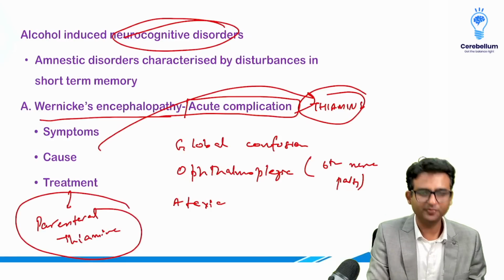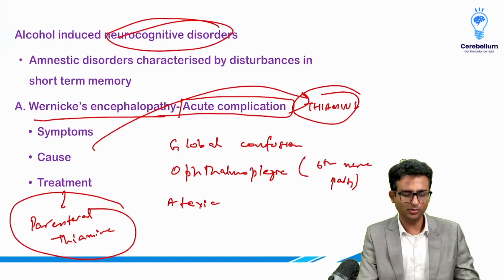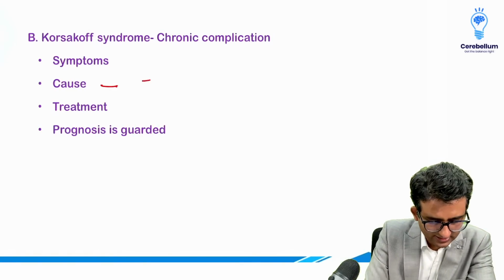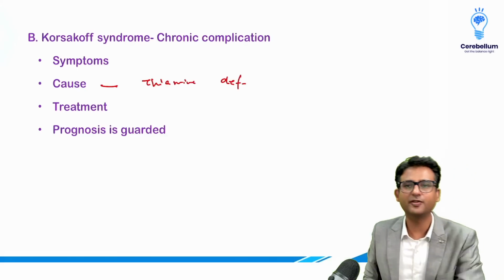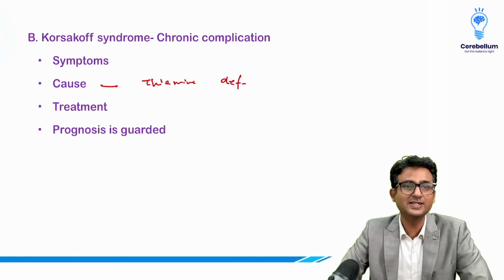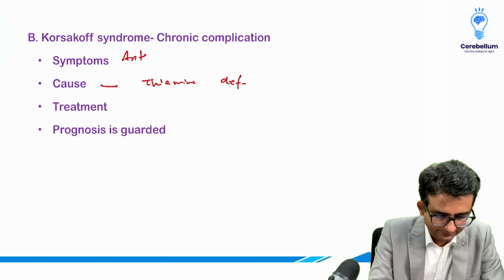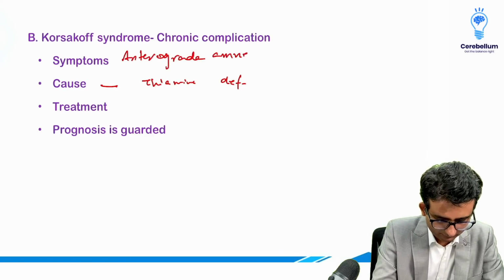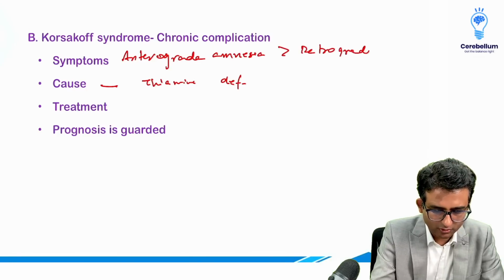When you give high dosage of parenteral thiamine, some patients improve, some patients may progress to Korsakoff syndrome, which is a chronic complication caused again by thiamine deficiency. FMGE previous year question, which kind of amnesia is more prominent in Korsakoff syndrome? Answer is anterograde amnesia, which is more prominent than retrograde amnesia.